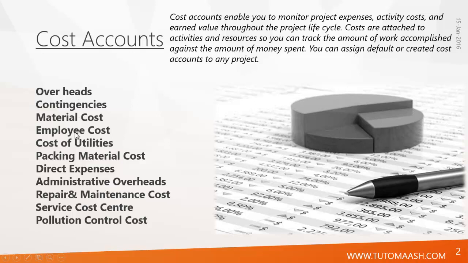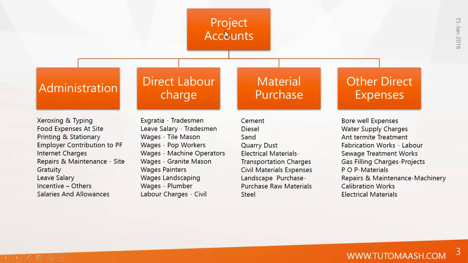These are some of the cost accounts normally seen in the construction industry, like overheads, contingencies, material cost, employee cost, and so on. Here is a cost account hierarchy. This project account is divided into administration, labor charge, material purchase, and other direct expenses. And administration is again divided into xeroxing and typing, food expenses at site, and so on.